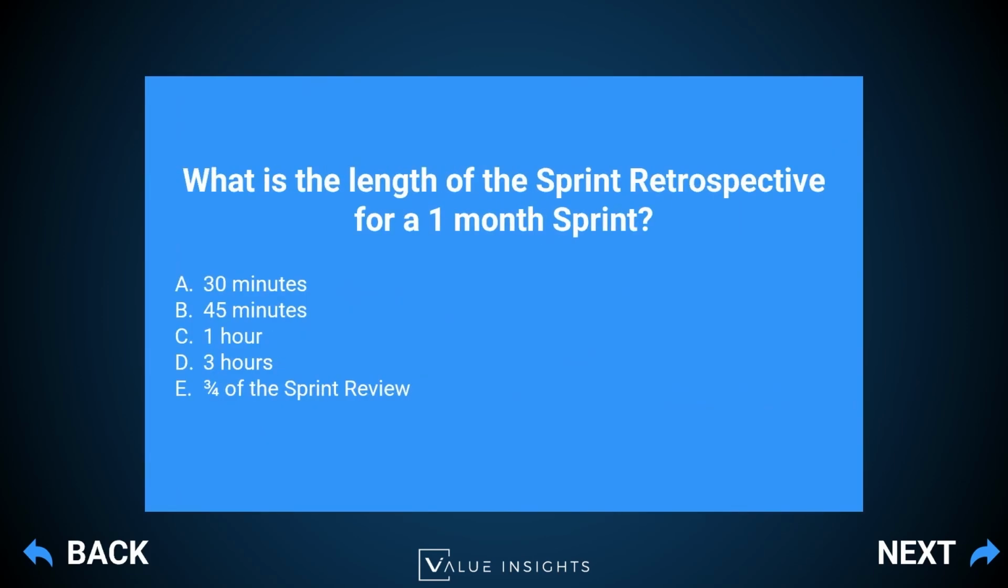Normally, it's not an ideal case, but in general, people will say, okay, a 1-month sprint means 8 hours maximum of sprint planning, 15 minutes of daily Scrum, 4 hours of sprint review, and therefore 3 hours of sprint retrospective. Actually, what the Scrum Guide tells you is that the sprint retrospective should be 3/4 of the sprint review. Therefore, the answer E is actually the correct one. So that was a little bit tricky. Let's have a look at our next question.